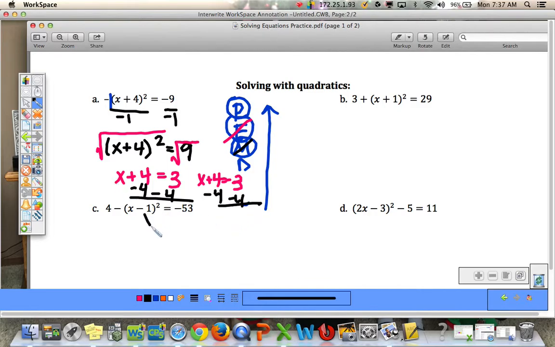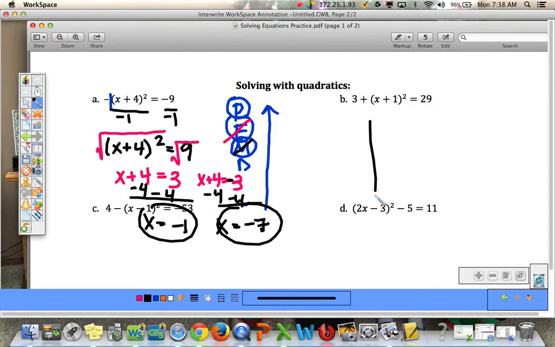So we get two answers, x equals 3 minus 4, which is -1. And we get x equals -3 minus 4, which is -7. So we get two answers, and if we were to graph a parabola, here's why. At -1, there would be a root, and at -7, 1, 2, 3, 4, 5, 6, 7, your parabola might look something like this. So you have two solutions there.